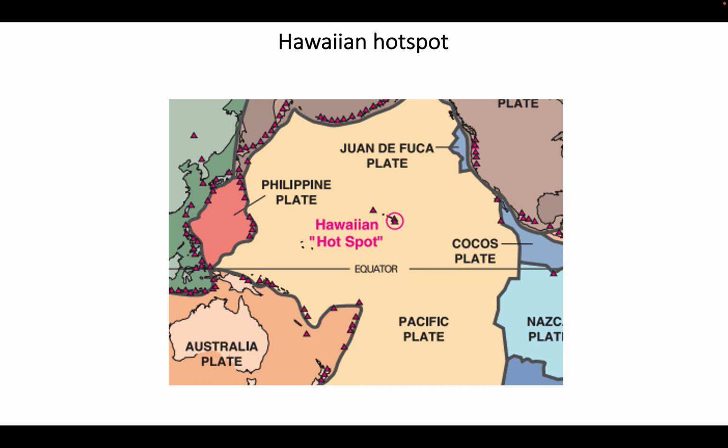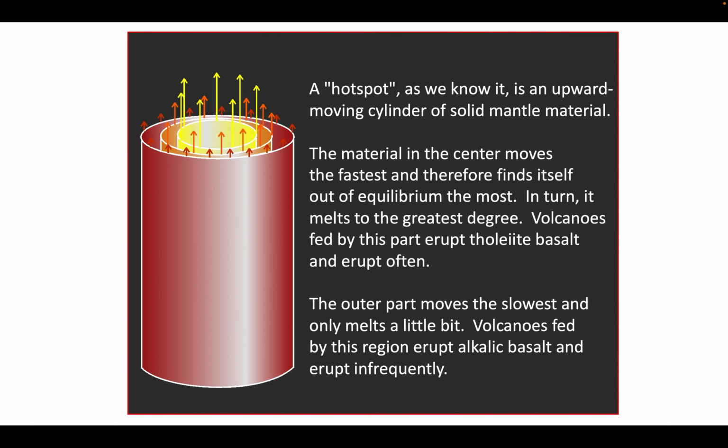Now, if we focus more specifically on the Hawaiian hotspot, we see here that Hawaii is located in the middle of the Pacific Plate, shown in pink. The Pacific Plate is moving towards the northwest, so it's moving in this direction. For a long time, scientists were boggled as to how islands could have formed at the center of a lithospheric plate. In the next few slides, we will learn how volcanoes form at hotspots.